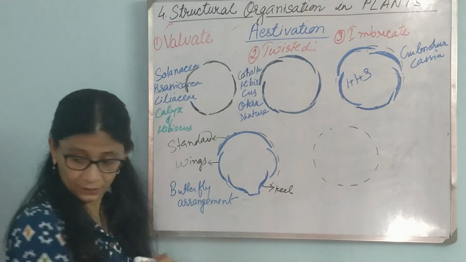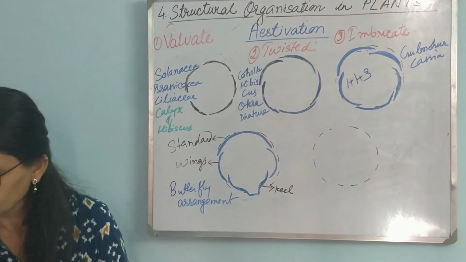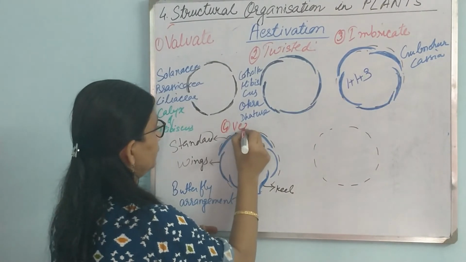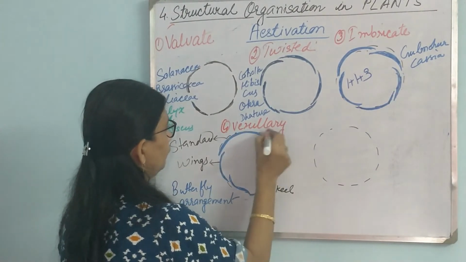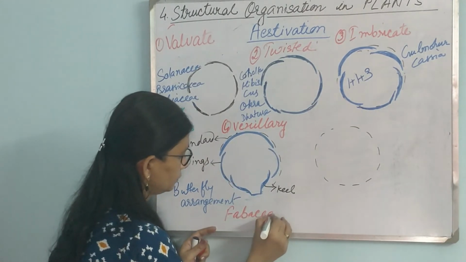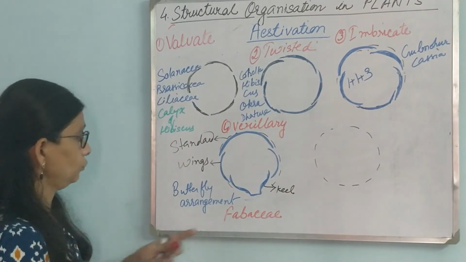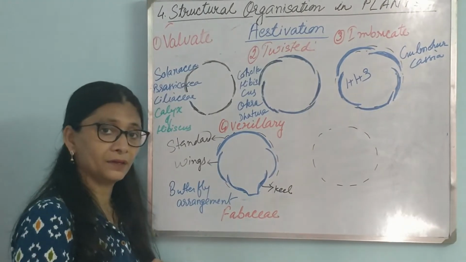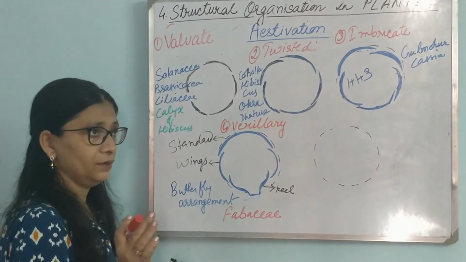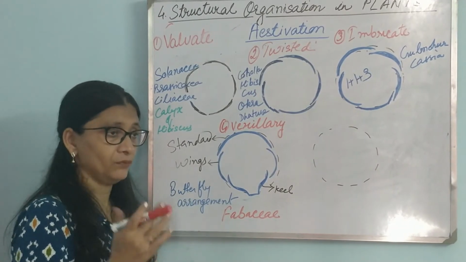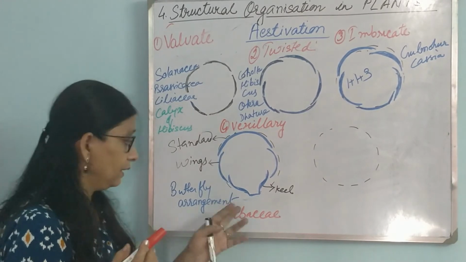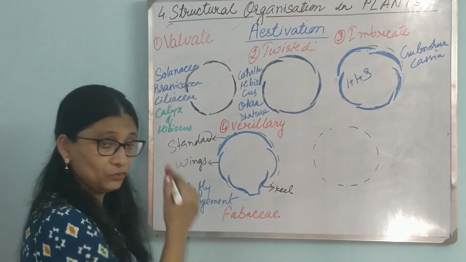It is found in, okay, first let me tell you the name. This is known as Vexillary, and it is found in the Fabaceae group. It is usually found in the Fabaceae group, like pea, dolichos, those plants. So the flower, if you see, is butterfly shaped. A very important, very common flower is Clitoria ternatea. That also has vexillary arrangement.